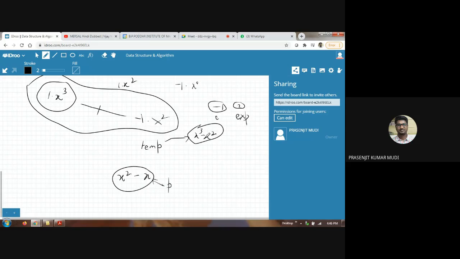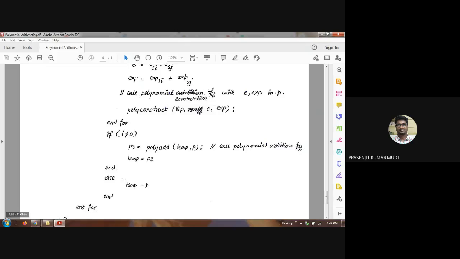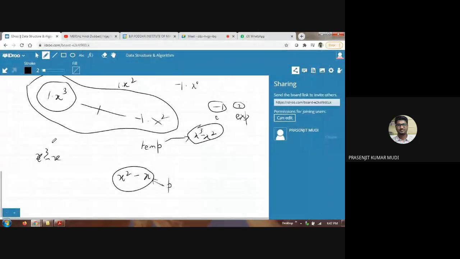So x cube minus x square plus x square minus x. What is the resultant? X cube minus x. So the resultant x cube minus x is the resultant polynomial so far, and that is being pointed by p3. P3 is another pointer. So this is being pointed by p3.